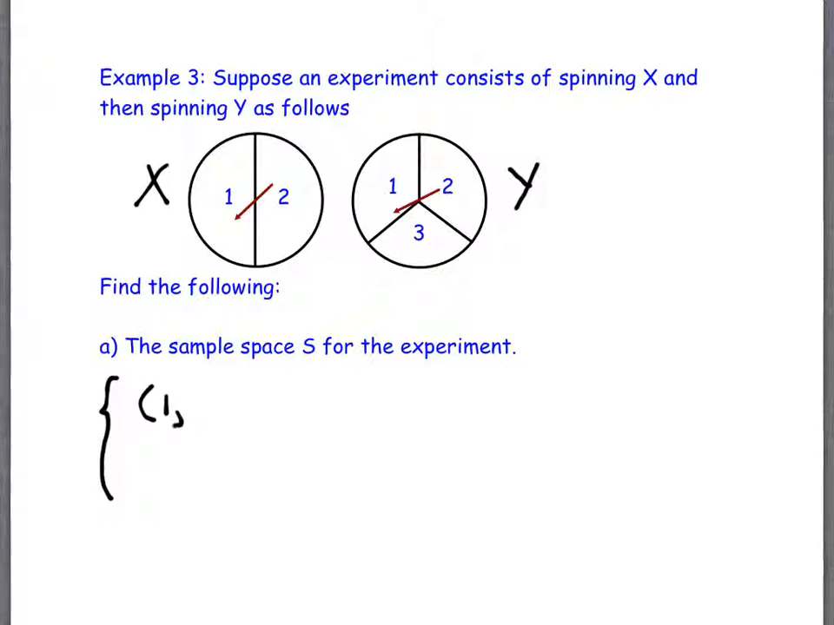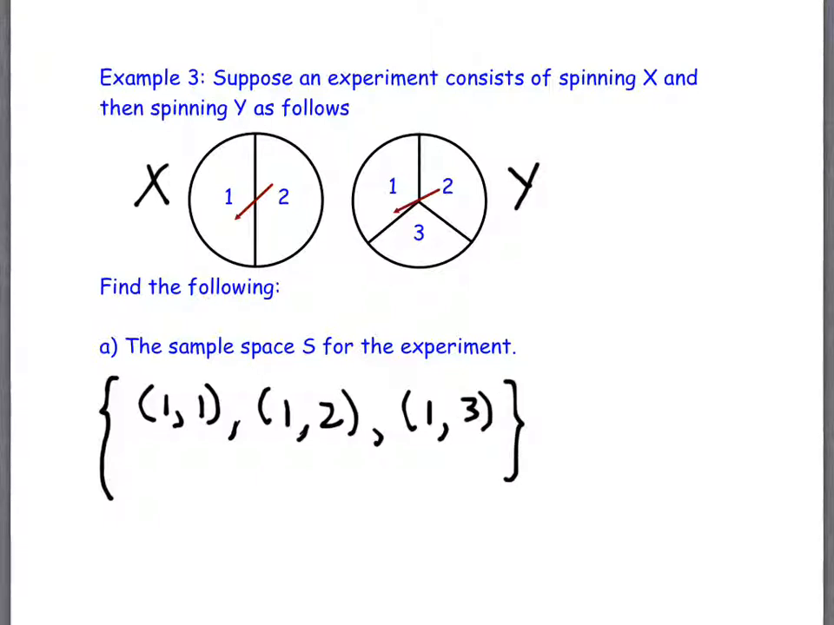I'm going to write them as ordered pairs. And then I could spin the second spinner, spinner Y, after that, and I could get a 1. So I could have a 1 and a 1. Or I could spin the first spinner 1, and I could spin the second spinner and get a 2. Or I could spin the first spinner and get a 1, and the second spinner and get a 3.